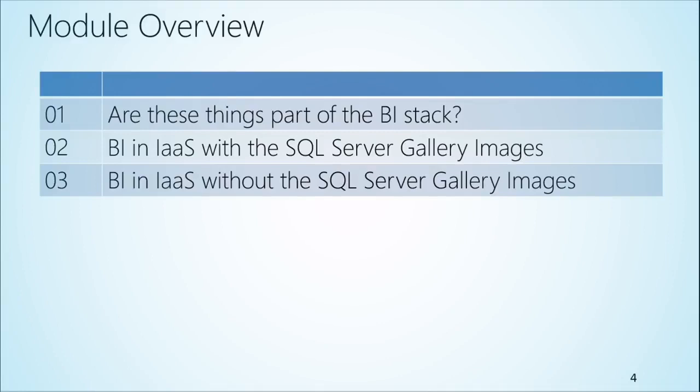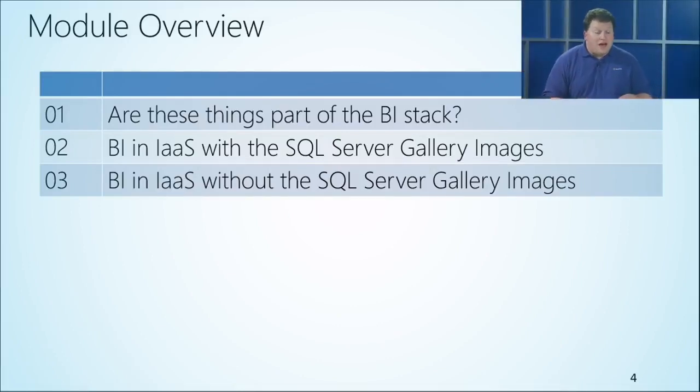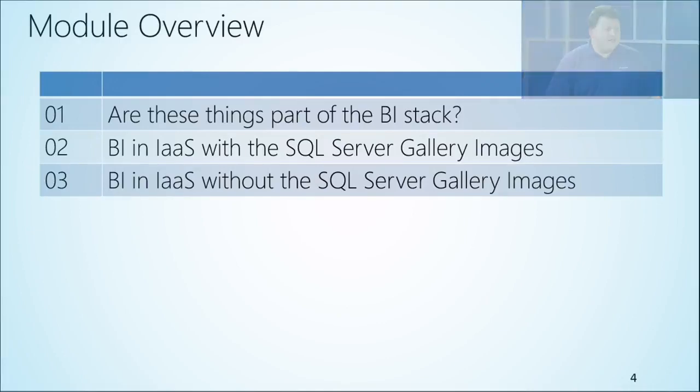So then we're going to go into BI in IaaS with our gallery images. I know you've been hearing a lot about our IaaS stack, and we'll be talking a little bit about the gallery images there. Then we have the BI in IaaS without the gallery images. It's a little bit different. There's a few more options, and we'll be delving into that. So now we start with the quiz of Olivier.